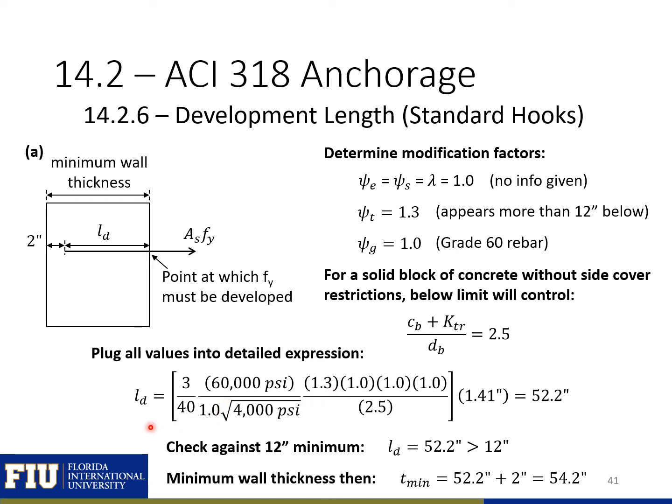We can plug all these values into our development length expression, where we have the diameter of our number 11 bar. And we'll get a development length for our number 11 bar of 52.2 inches. This is greater than our 12-inch minimum, so we can use 52.2. And we were given in the problem that we want 2 inches of cover between the back of the bar and the edge of the wall. So the minimum thickness of our wall would be 54.2 inches to be able to develop the bar using a straight bar detail.